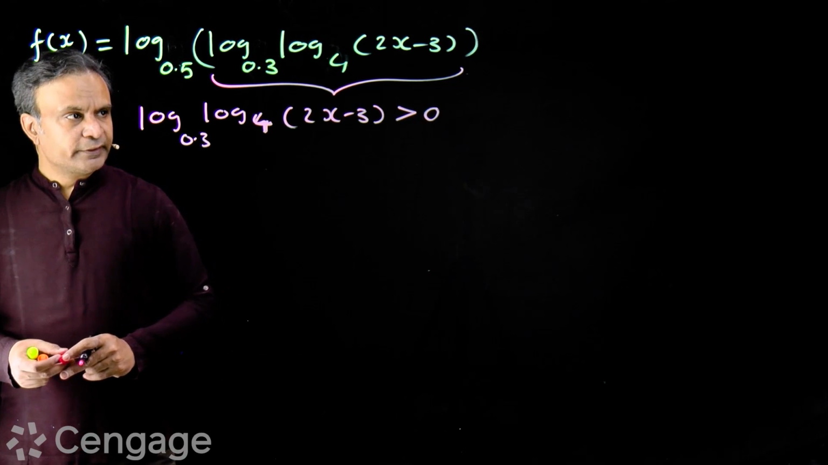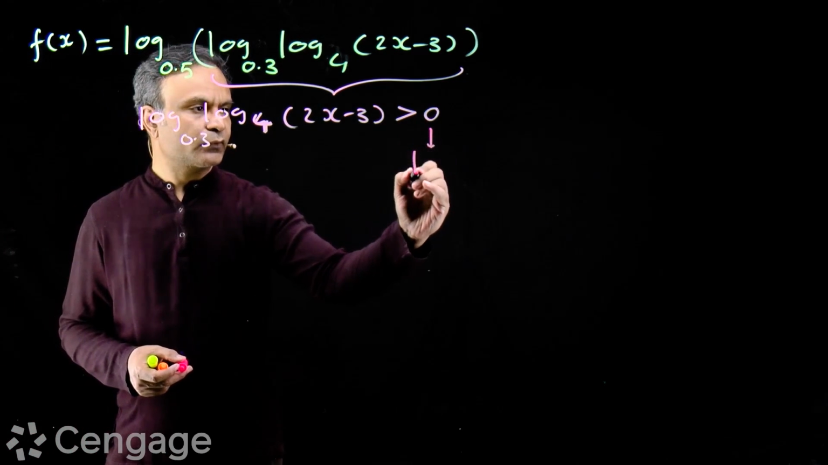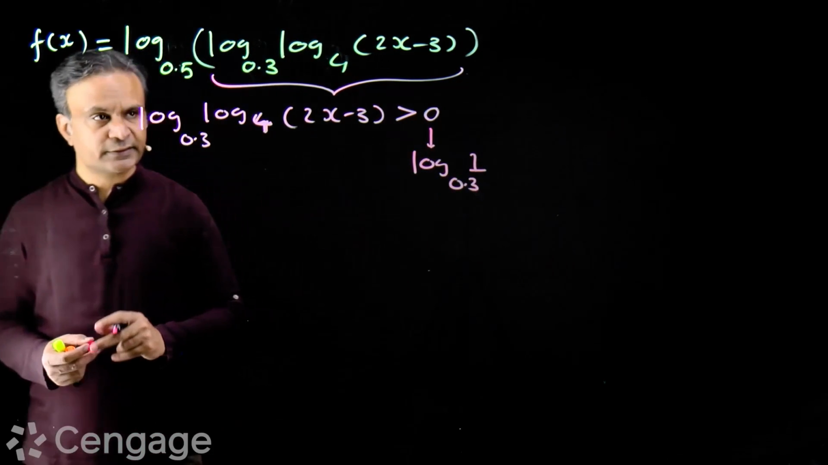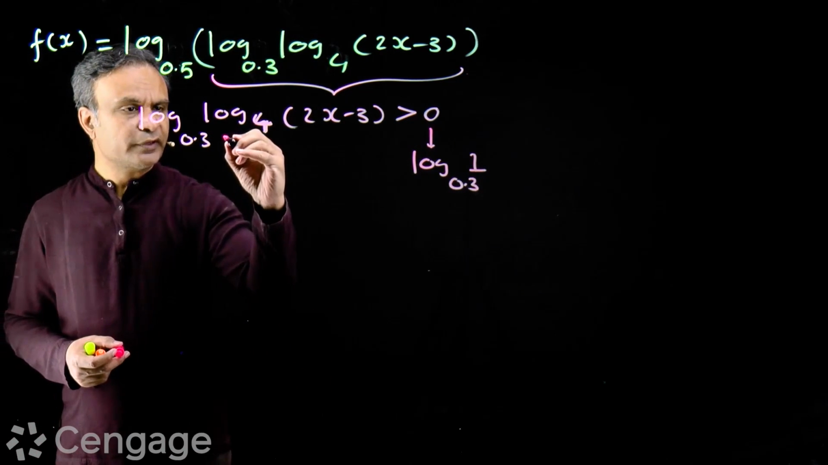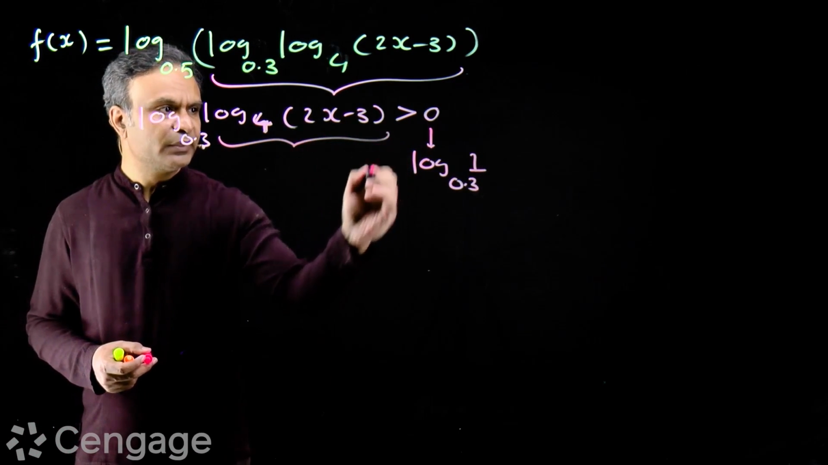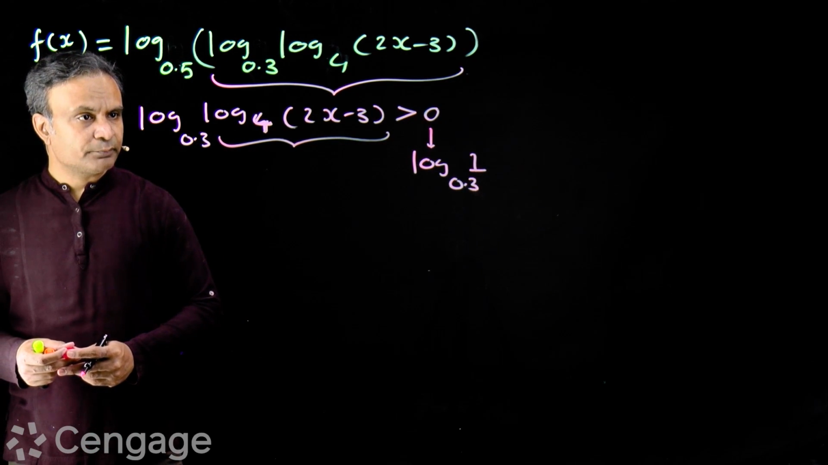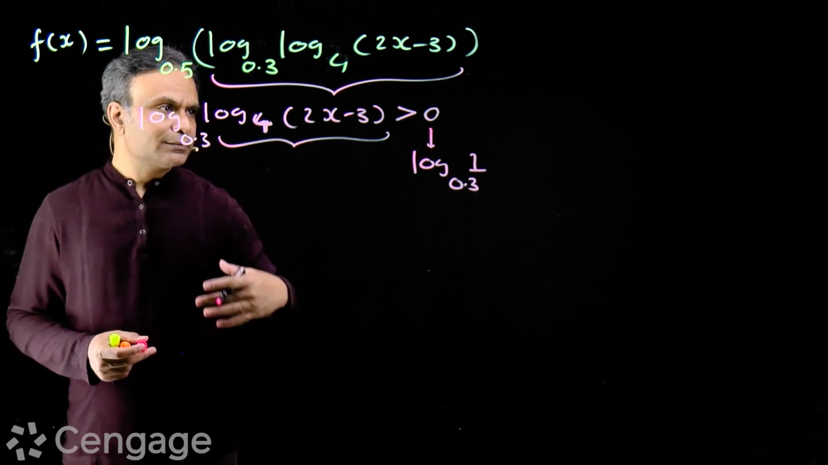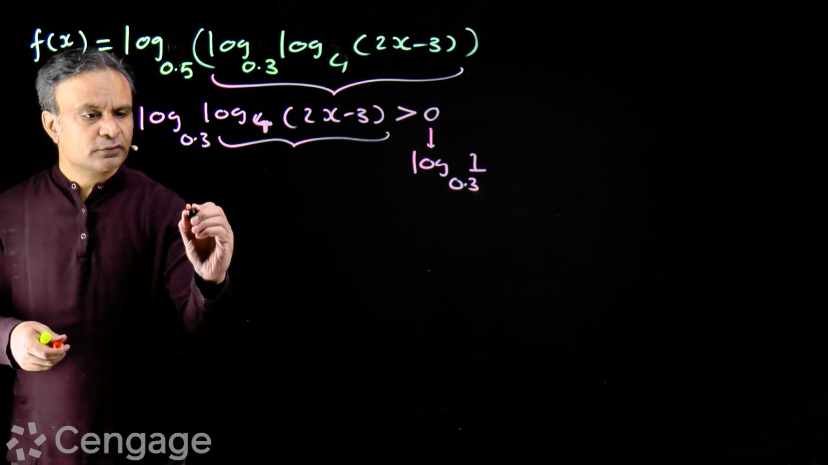कैसे सॉल्व करेंगे इनइक्वालिटी को? Here 0 is log of 1 to the base 0.3, ऐसे लिख सकते हैं. Okay, now we have base less than 1. So this expression will be less than 1. Okay, because here base is less than 1, so we have to change the sign of inequality. Inequality का sign change होगा.